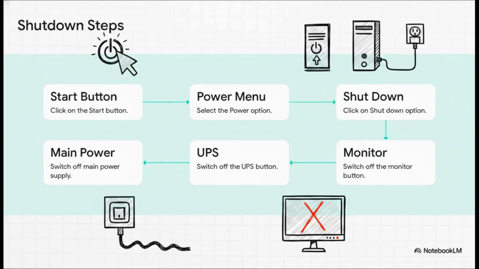Step 1. Click the Start button. Step 2. Select the Power option from that menu. Step 3. A submenu appears and you click the Shutdown option. Once the system digitally shuts itself down, we basically reverse our hardware steps.